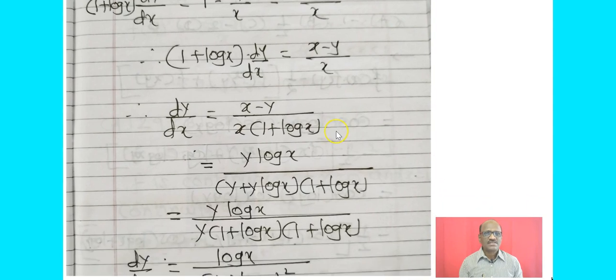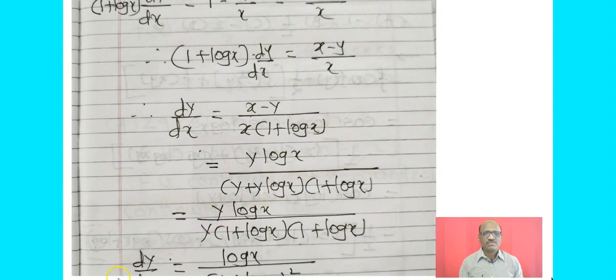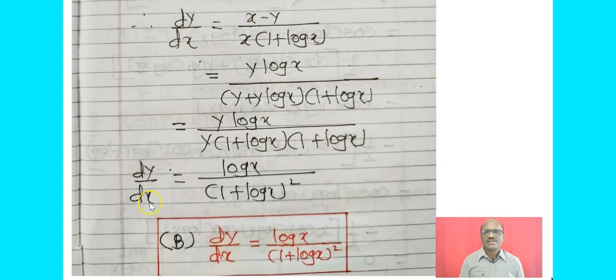Now again, we substitute here the value of x minus y, which is y log x, and the value of x is y plus y log x, and 1 plus log x as it is. Therefore, you are getting y log x. Take y as common, then you will get y in bracket 1 plus log x into 1 plus log x. Now this y gets cancelled, and then you will get dy by dx is equal to log x upon (1 plus log x) whole square, and hence option B is the correct one.